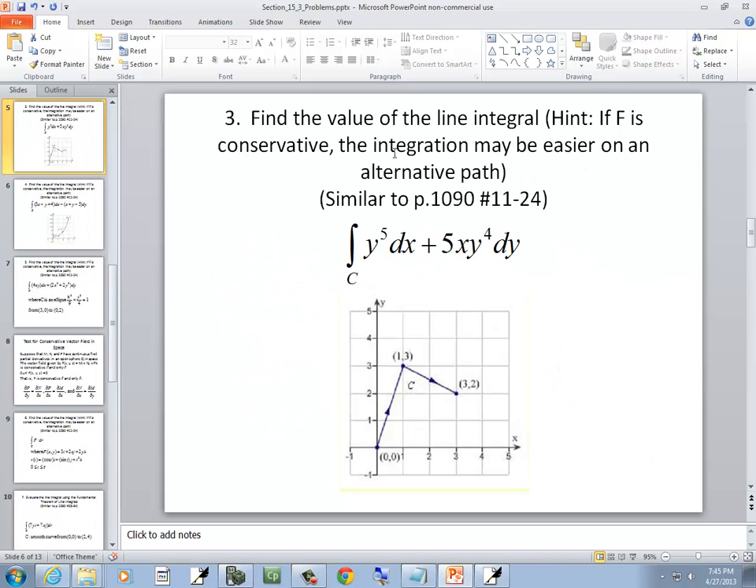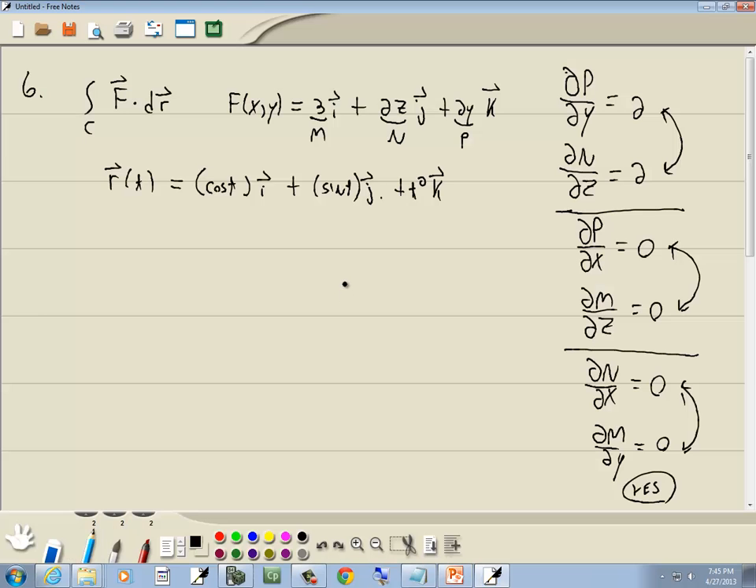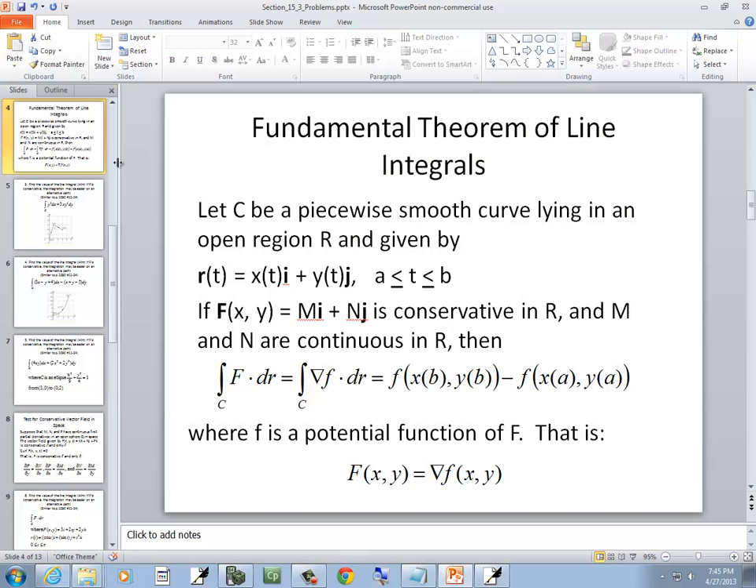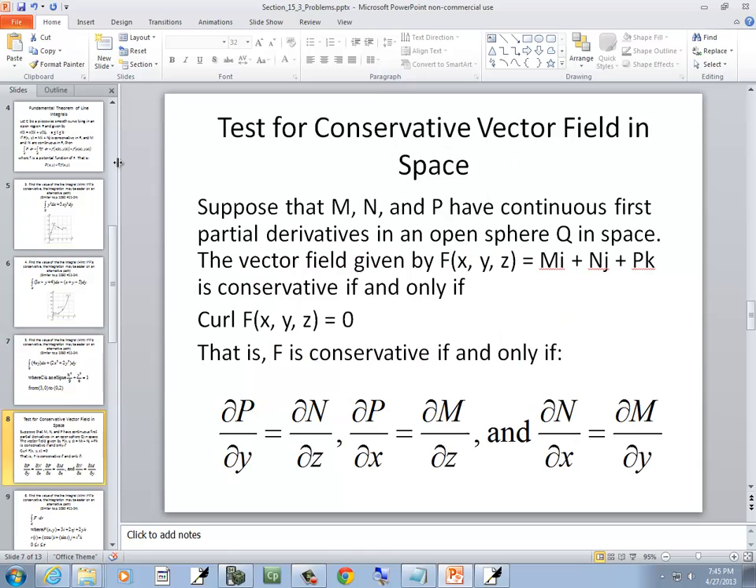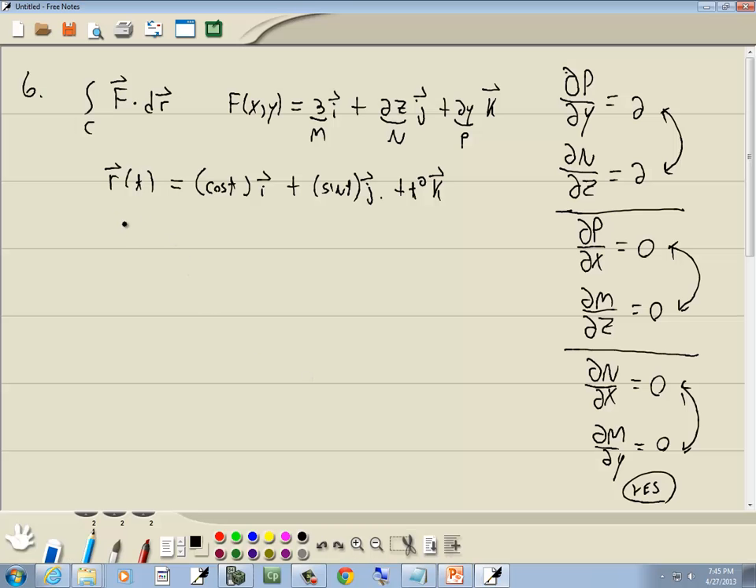Okay. And go back up here now. We just determined it's conservative. We have a k, but same idea. And then we got our r here, which gives us our x of t and y of t. Well, they tell us in this problem that t is from 0 to pi. So we got t is equal to 0 and t is equal to pi.